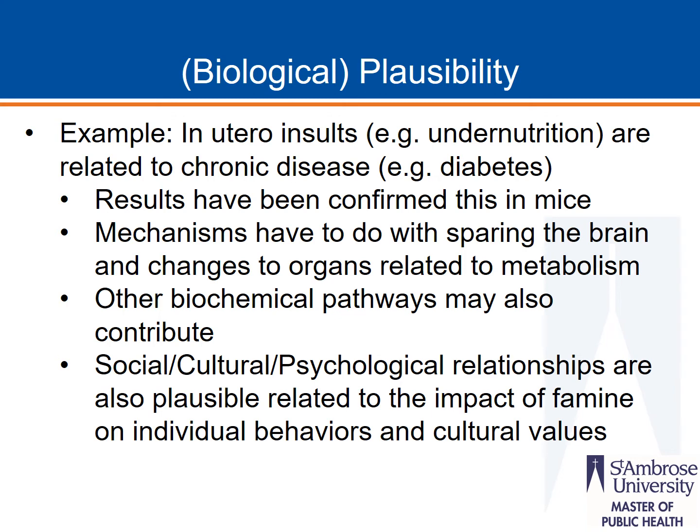Other biochemical pathways may also contribute and have been explored, but in addition to the biological mechanisms, there are also social, cultural, and psychological relationships that are also plausible and also known to be related to the impact of famine on individual behaviors, but also on cultural values. So we have a lot of plausibility in the relationship that hunger or famine in a pregnant mother will potentially contribute to chronic disease risk outcomes in her infants.